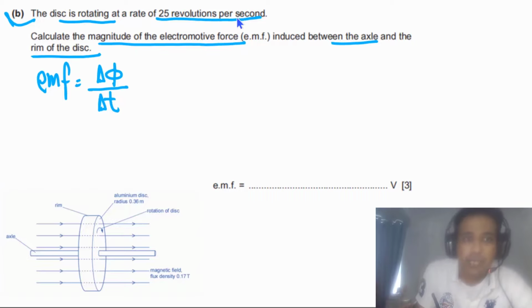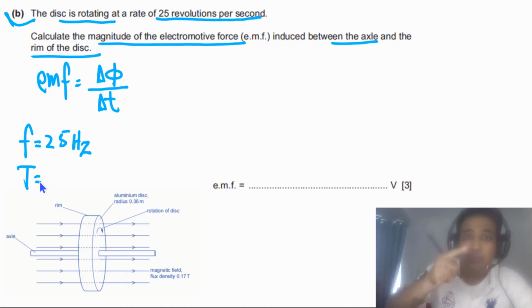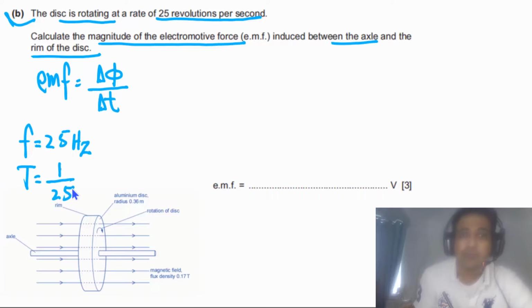But for this question the frequency is given to us. Frequency is equal to 25. So we have frequency, this is 25 revolutions per second, it means this is 25 hertz. So we can find out the time period, meaning the time taken to complete one cycle. This disk is completing 25 cycles in 1 second. Now we need to find the time for one cycle. Time for one cycle will be equal to 1 over frequency, so this is 1 over 25.